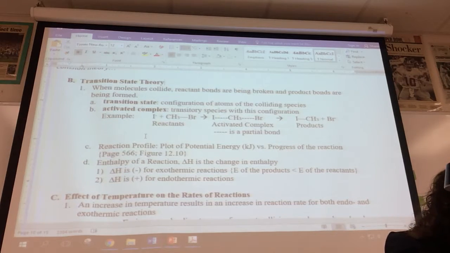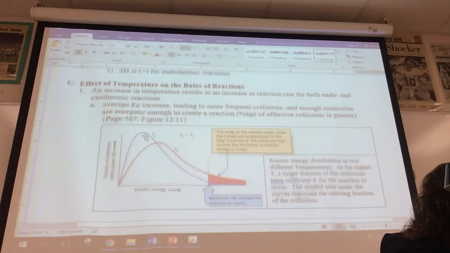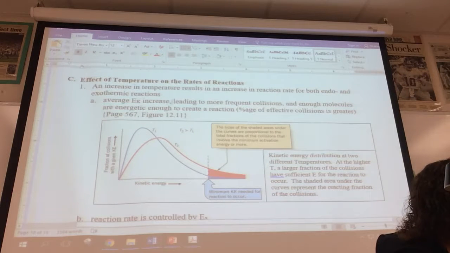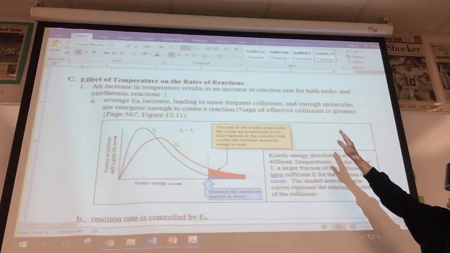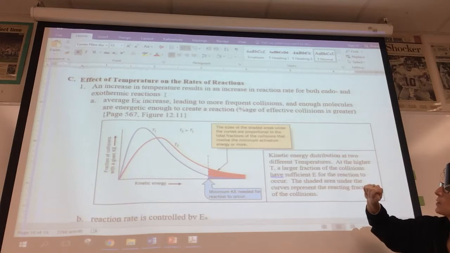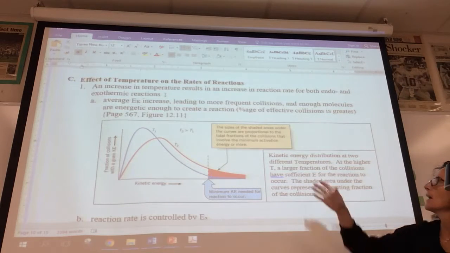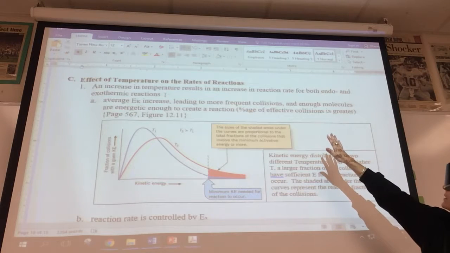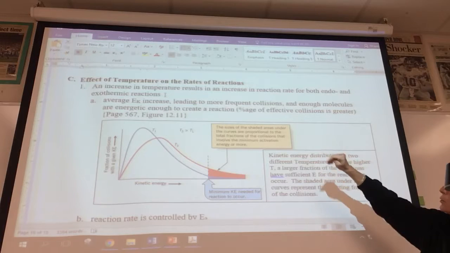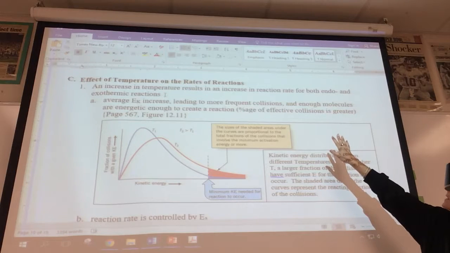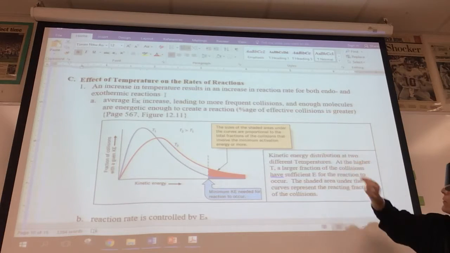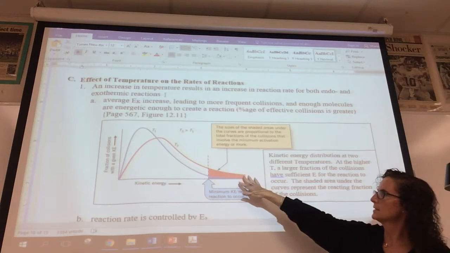So we mentioned the transition state, the activated complex, as well as the reaction profiles. The effect of temperature on reaction rate can be illustrated quite nicely here. It says an increase in temperature results in an increase in reaction rate for both endothermic and exothermic reactions. As the temperature increases, the velocity of the particles increases, and that's going to lead to more frequent collisions. And so now enough molecules are energetic enough to create a reaction. You're going to see a greater percentage of effective collisions, and you can see that here.